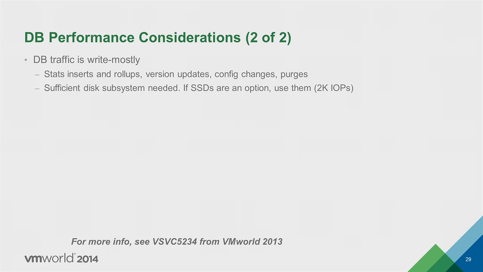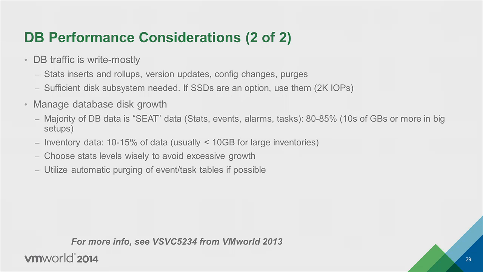Next. If you were to profile the database, what you'd notice is that the bulk of the traffic is actually writes. It's not reads, okay? And part of the reason for that is that if you look at the size of the database, there's 2 types of data in the database. There's inventory data, like host and VM data, and there's what we call seat data, stats, events, alarms, and tasks. You can imagine that inventory data is relatively static once you've built up an environment. And when you do certain operations, we cache a lot of it in vCenter, but if it misses, it goes to the database and reads it, okay?